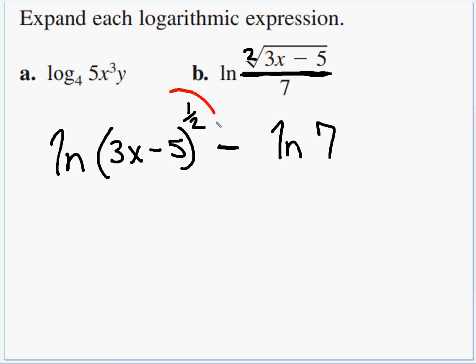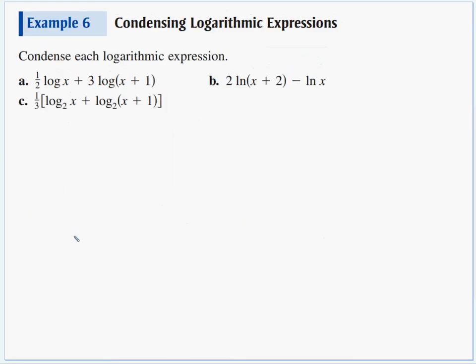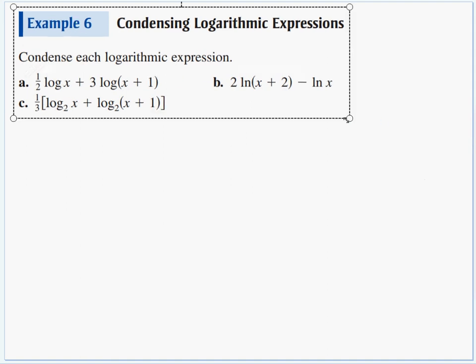Okay, final step. Again, we're going to bring down stray exponents at the end. So final answer, 1/2 natural log of the quantity 3x minus 5 minus the natural log of 7. Beautiful. So here we can expand, and of course if we can expand, we can also contract or condense log expressions by just working backwards.